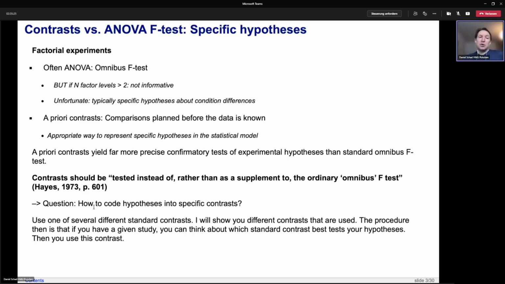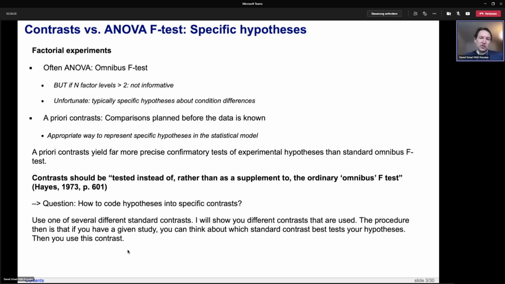So the question then is, of course, how do we code our hypothesis into a specific contrast? If we do have some hypotheses, we want to have contrasts that test these hypotheses. So how do we do that? And I will present different approaches to this question in the sessions today. The first and standard approach that is often used is that people just use one of several different standard contrasts. There are standard contrasts that are known to implement certain hypothesis tests. And I will walk you through the different standard contrasts that are out there, not all of them, but a good set of them. The procedure would then be that if you have a given study, you think about a standard contrast that best tests your hypothesis, and then you use this contrast.